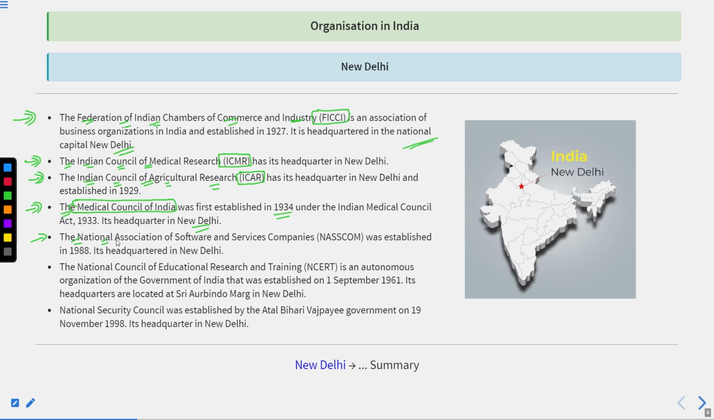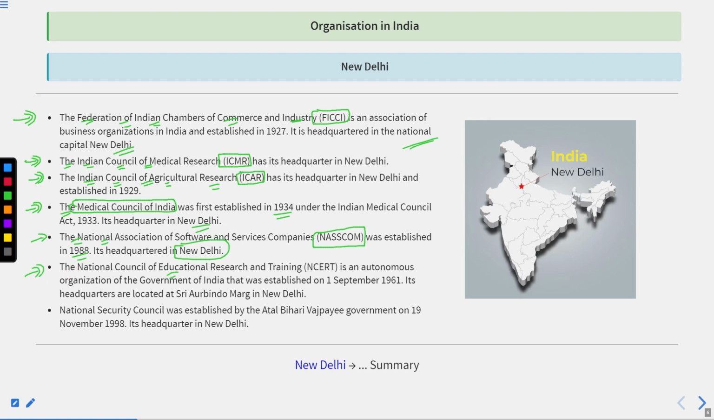The National Association of Software and Services Companies, NASSCOM. It was established in 1988 with headquarters in New Delhi. It was the initial year when the IT industry was arriving in the country, and during that time, NASSCOM got established as the National Association of Software and Services Companies.